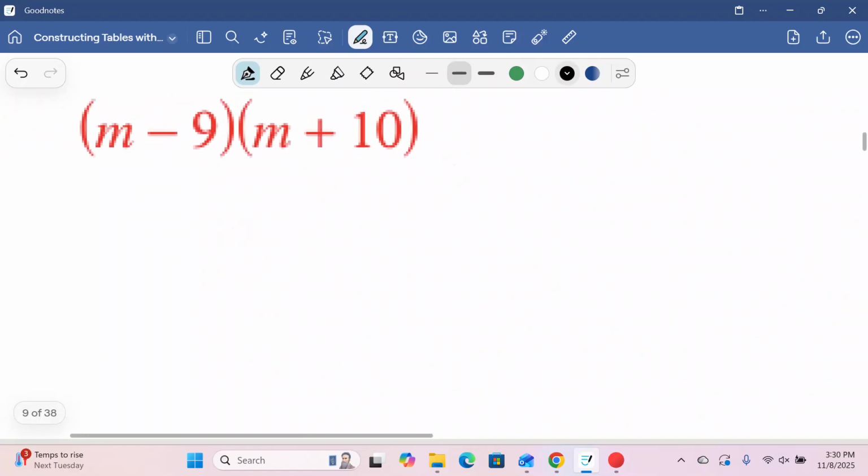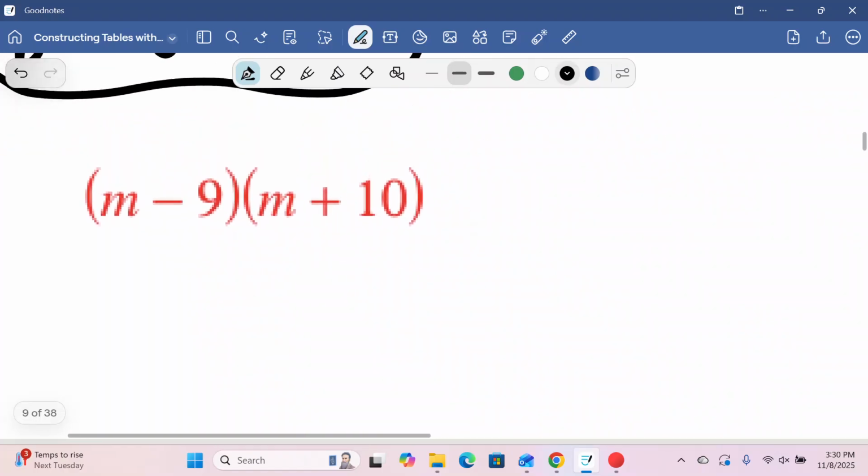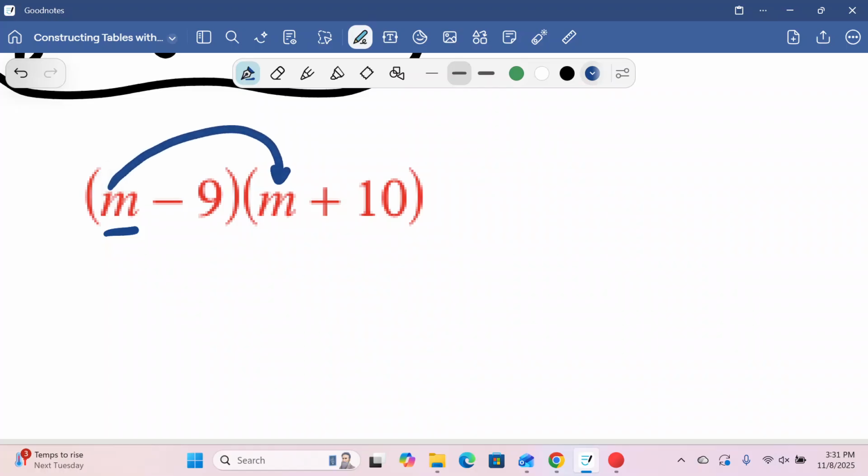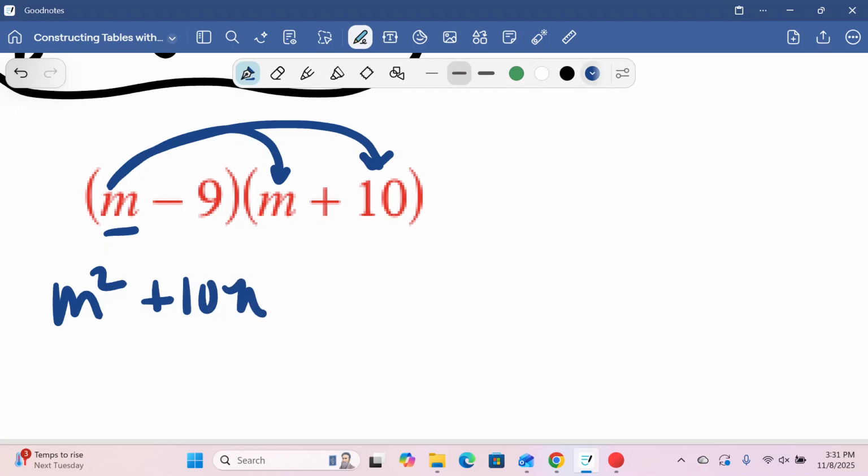So our next is, of course, (m - n)(m - n). The first step, I'm going to underline it in blue. I'm going to distribute m times m. M times m is m squared. And then I'm going to distribute the 10 and the m, and it's positive 10m, because of course a positive 10 times m is a positive 10m.